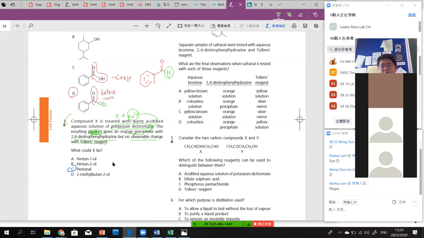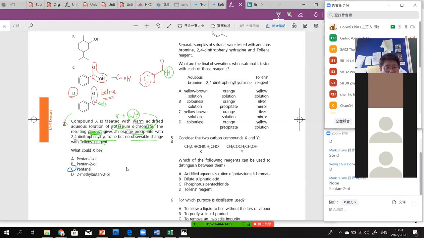Can you get the point? So it is not X to be A. You mean pentanol? Pentanol is not correct. So take a look at the question again.